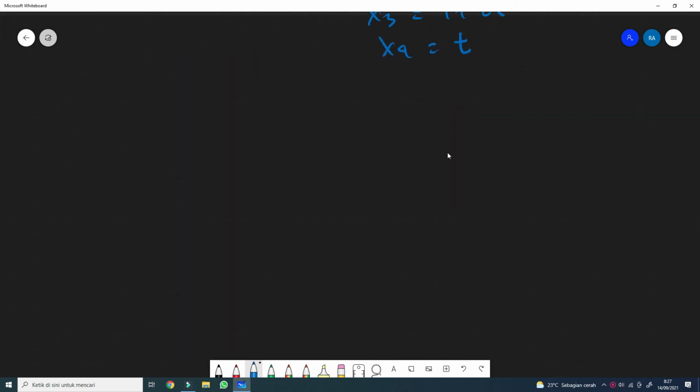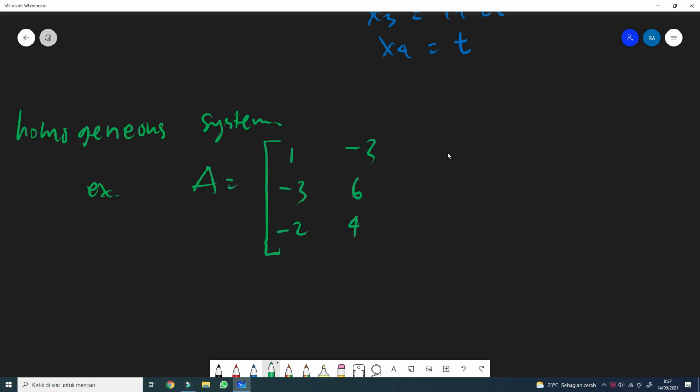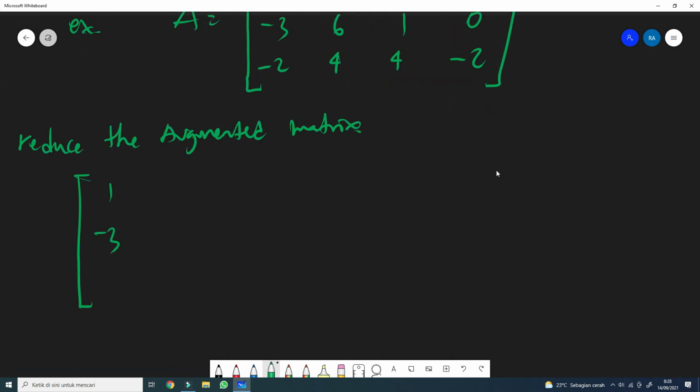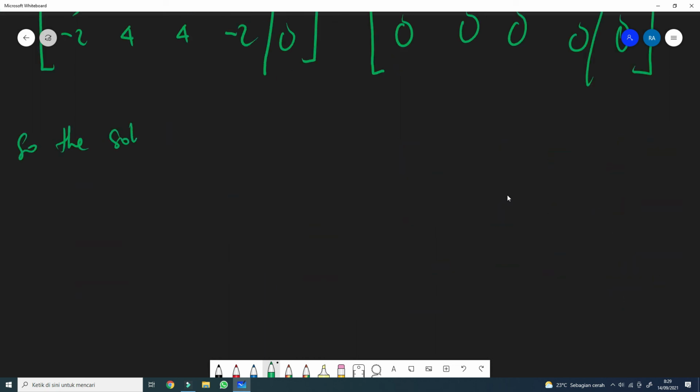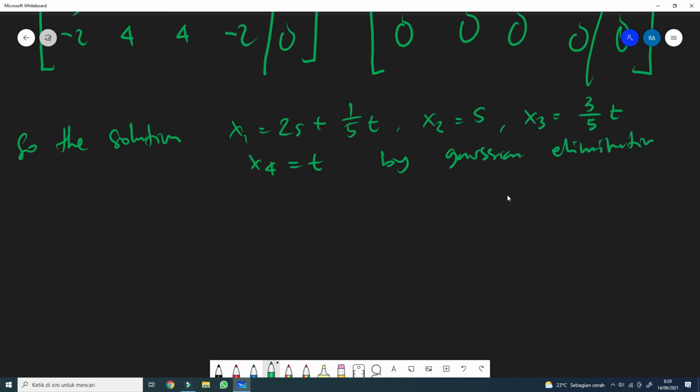Last but not least, we move to the homogeneous system. Example, suppose we have a matrix A with coefficients as seen on the screen. Then we want to reduce the augmented matrix and it looks like this. So the solution is x1 equals 2s plus 1 over 5t, x2 equals s, x3 equals 3 over 4t, and x4 equals t by Gaussian elimination.